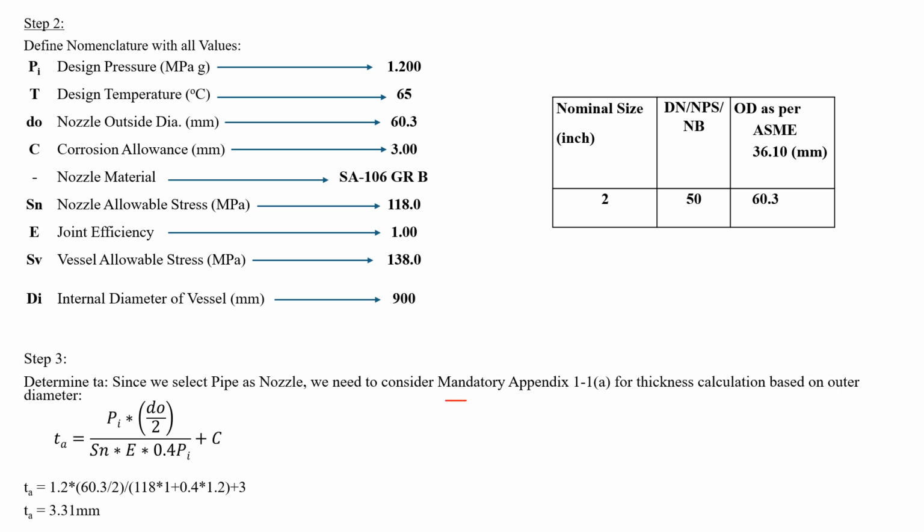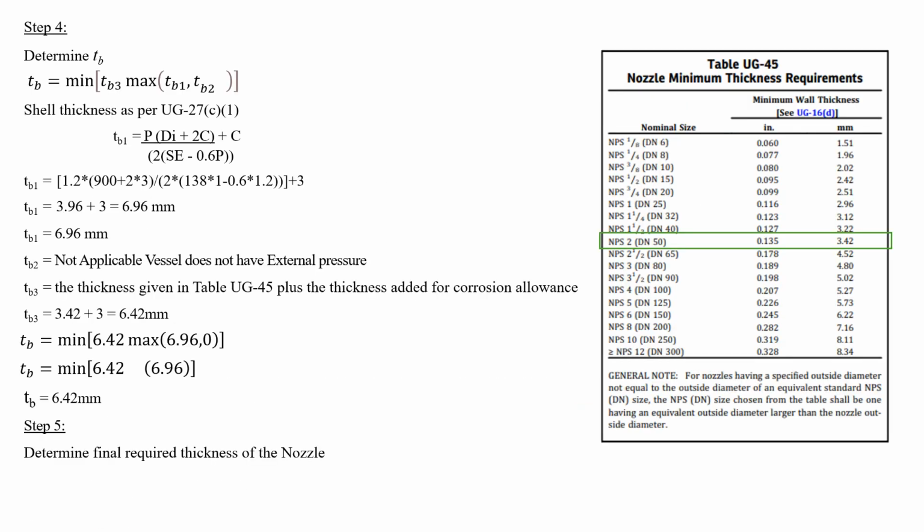we have to follow mandatory Appendix 1-1A, since the pipe is a nozzle. And we have a fixed outer diameter. As per this mandatory Appendix 1-1A, this is the formula: TA is equal to P into D0 by 2, which is R0, divided by Sn, the allowable stress value of the nozzle, into efficiency, into 0.4 P, plus C. C is nothing but the corrosion allowance. From here we get TA as 3.31 mm. Now we have determined TA.